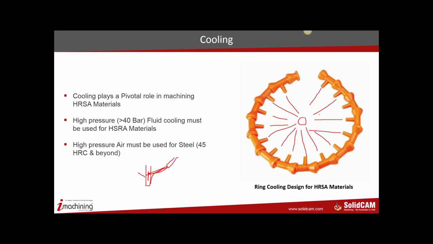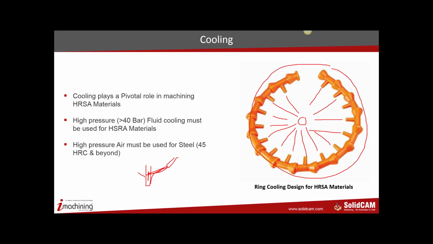In such cases, we use high pressure air. Air is used to just evacuate. And when you're using air for steel, you obviously do not need this kind of a design. This is more suitable for fluid coolant. For air, 4 sides is good enough because it needs to just evacuate the chips. So air coming from 4 directions is good enough for steel.